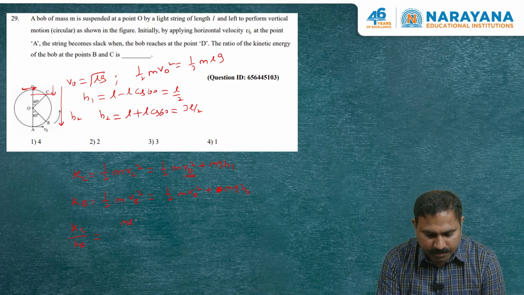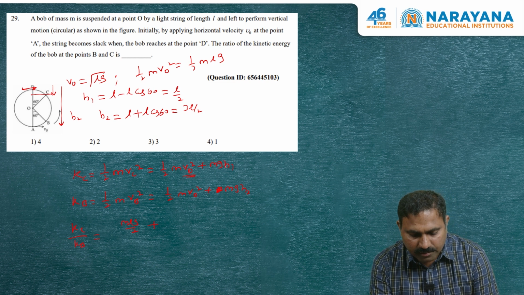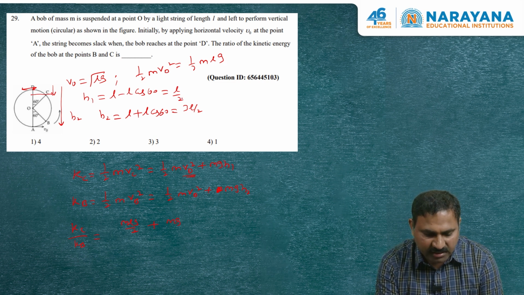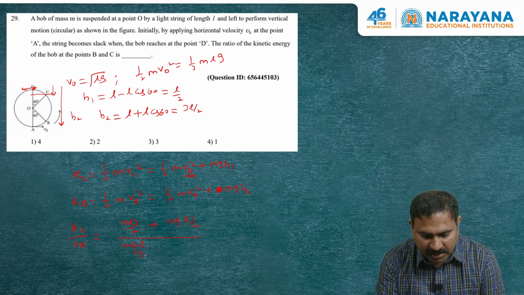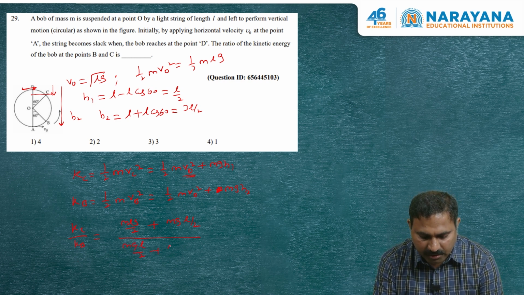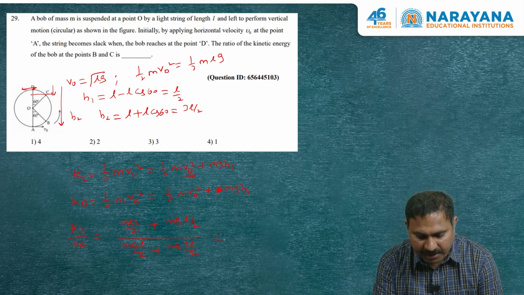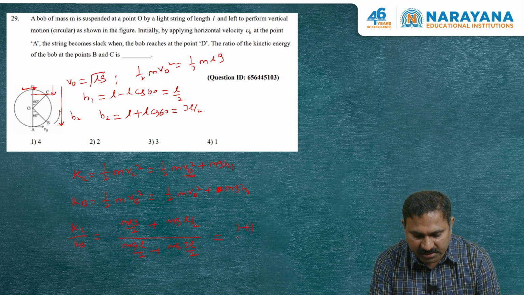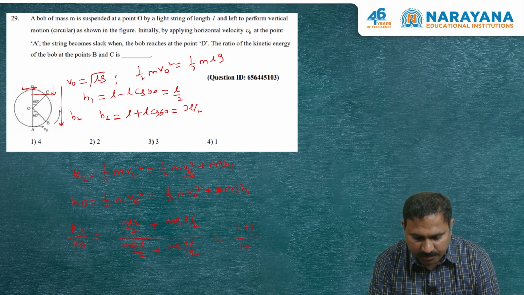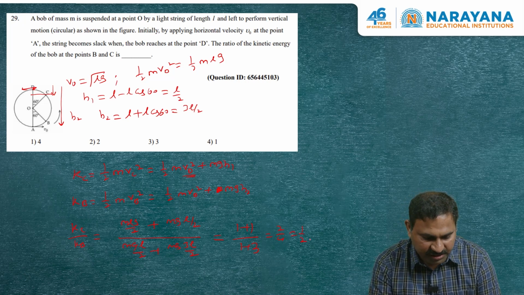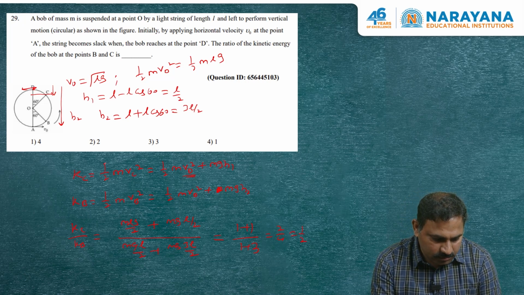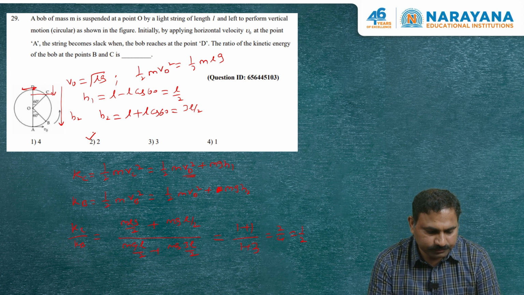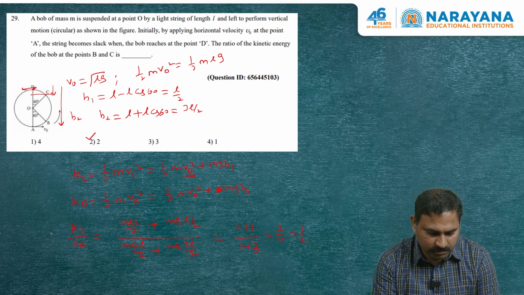So this is m into Lg by 2 plus mg into h1, which is also L by 2, divided by, similarly here, mg into L by 2 plus h2, which is 3L by 2. So this is mg into 3L by 2. So taking mgL by 2 common, this is 1 plus 1 divided by 1 plus 3. So this is 2 by 4, the ratio will be 1:2. So Kb by Kc will be 2. Let us go to the next question.